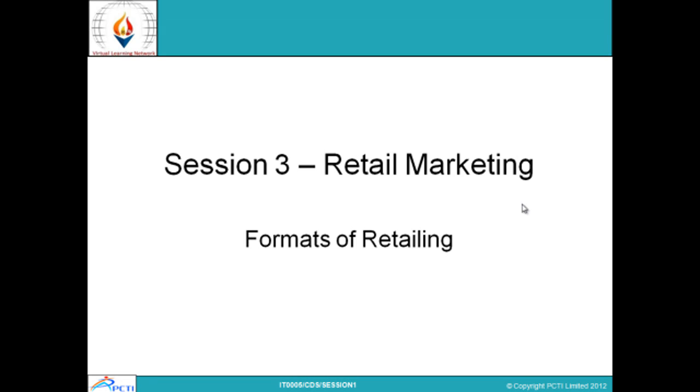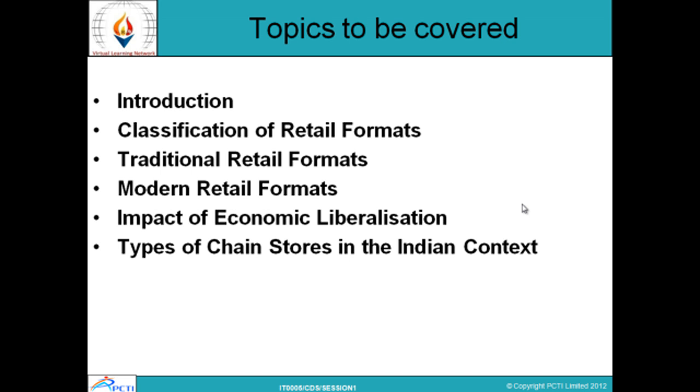This is session number 3 of Retail Marketing and the chapter is Formats of Retailing. The topics to be covered are Introduction, Classification of Retail Formats, Traditional Retail Formats, Modern Retail Formats, Impact of Economic Liberalization, Types of Chain Stores in the Indian Context.